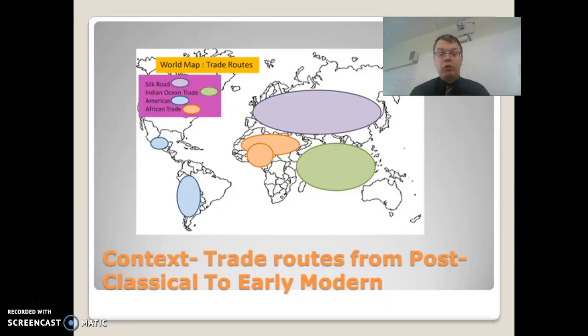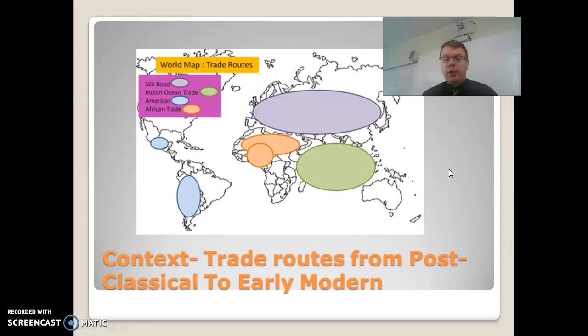Hello, sophomores. We're going to go over the context of our time period right now. So we are looking at our chapter for the Columbian Exchange. And first, we're going to just take a step back a little bit. So we're looking at our trade routes from the post-classical to the early modern time period.